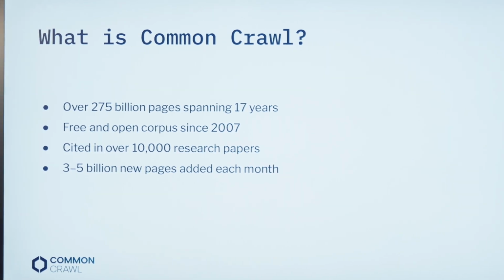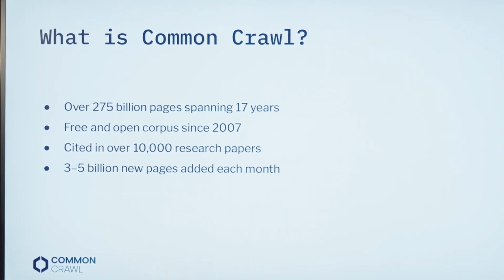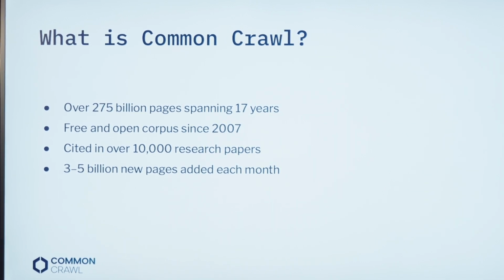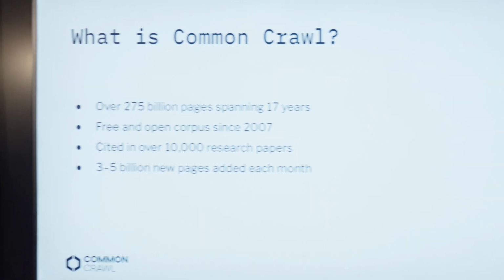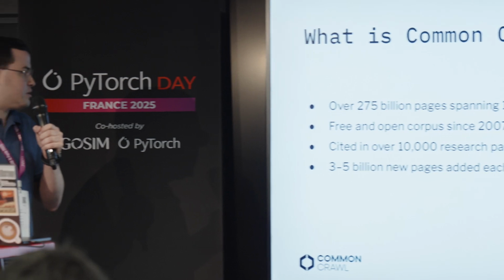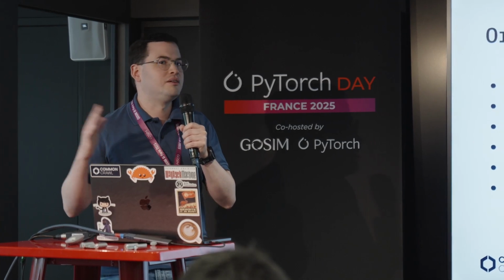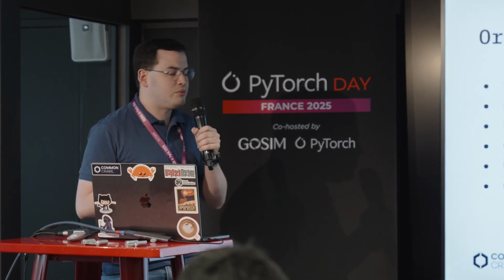Common Crawl is actually a foundation that has been doing a generalistic crawl for over 17 years. Now we have around 275 billion pages, and it has always been free. It has been cited in over 10,000 research papers, and we add data every single month. We do a batch crawl every month. At some point during the pandemic it was bi-monthly, but now we are back to one every single month.